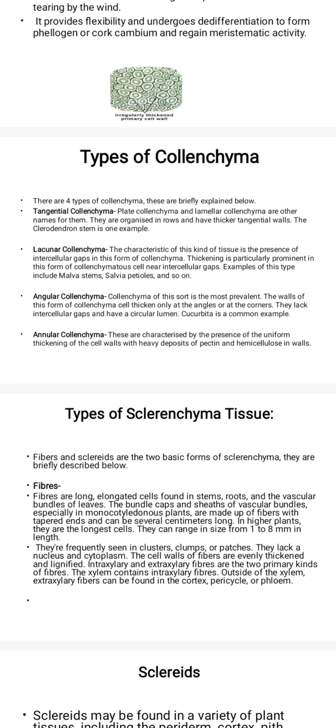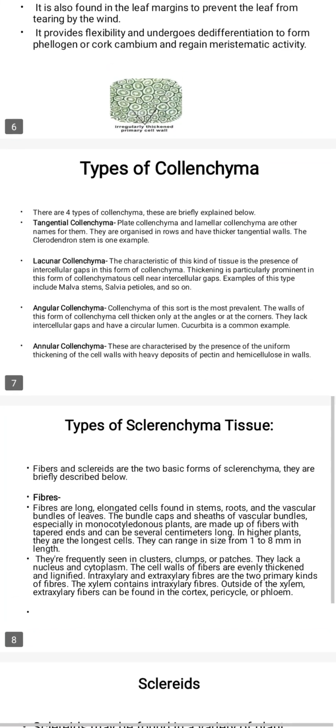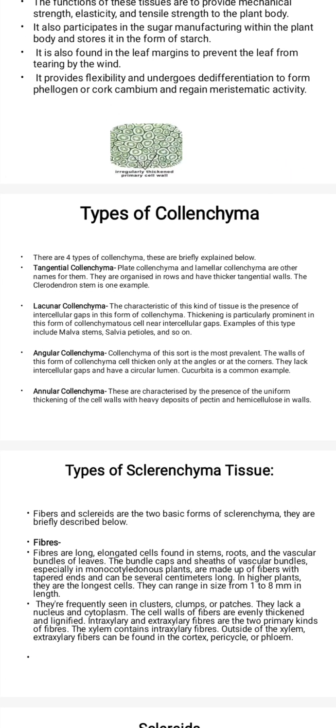They are organized in rows and have thicker tangential walls. Okay, so the clerodendron stem is one of the examples of tangential thickening. Tangential thickening on the cell wall, that type of tissue, they are called tangential collenchyma. Then lacunar is there, angular is there, annular collenchyma is also there. Okay, so that is about the collenchymatous tissue.